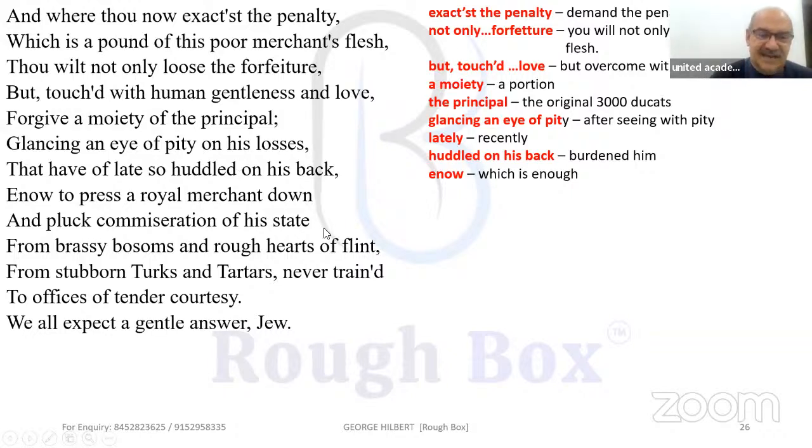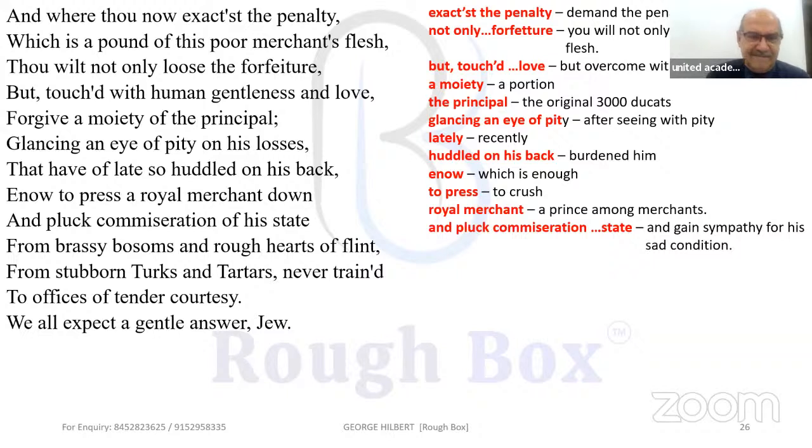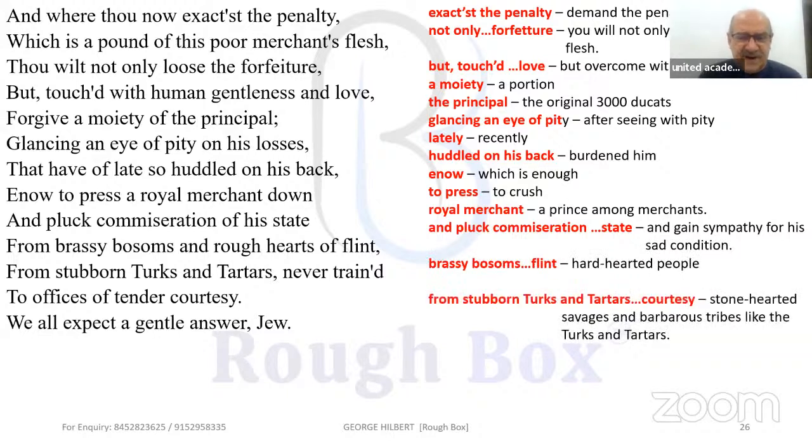and pluck commiseration and gain sympathy of his state, of his condition, from brassy bosoms, from hard-hearted people and rough hearts of flints, again hard-hearted people. He will gain sympathy for his condition from stubborn Turks and Tatars. Stubborn Turks and Tatars were a very savage tribal lot of people who were never trained to offices of tender courtesy, who never knew what it was to be sympathetic and courteous and kind.